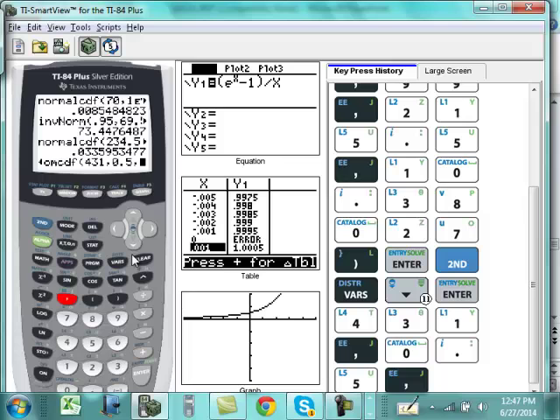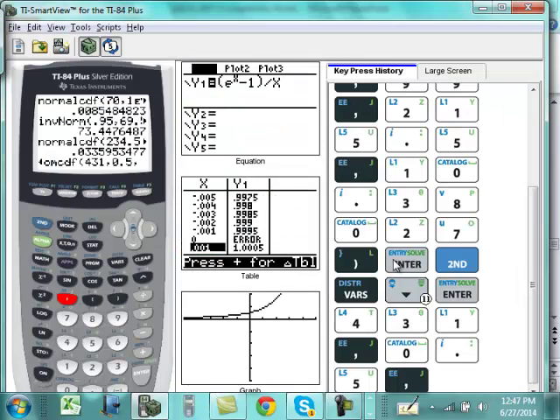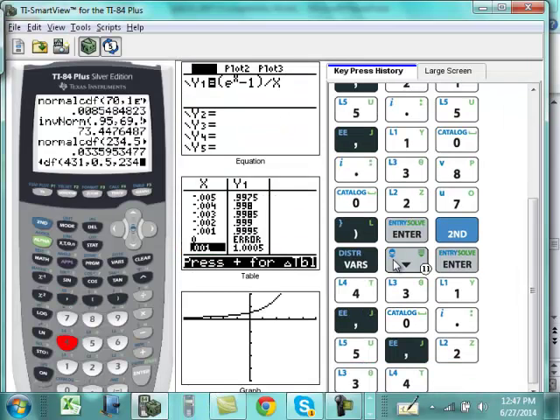Because this binomial CDF is cumulative, it's going to count up the probabilities from 0 to 1 to 2 to 3 to 4 up to whatever number we tell it. We want it to go up to 1 less than 235. So we'll do 234. And we'll do close parentheses.